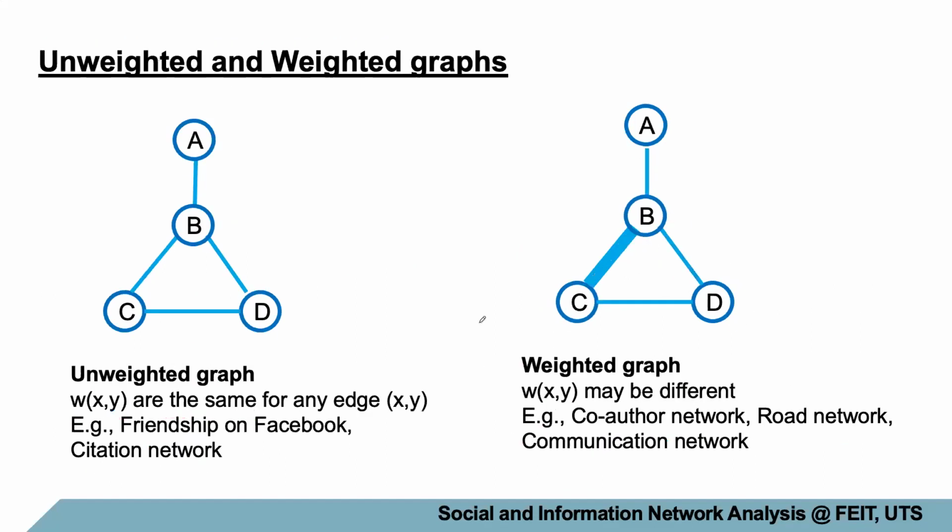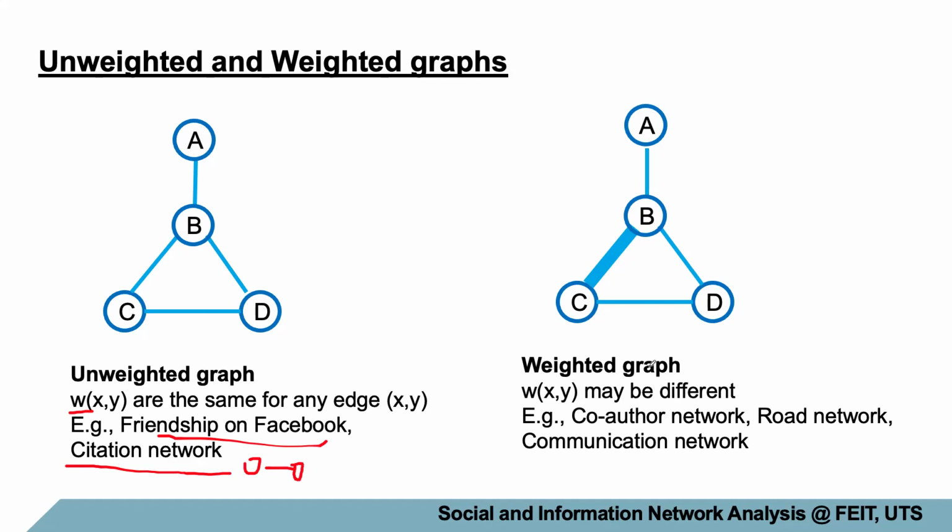Another way to classify graphs depends on the weights. In unweighted graphs, the edge has no weight, or we can say the weight is the same for any edge. For example, the friendship on Facebook just means two users are friends. Or in a citation network, it just means a paper cites another paper.